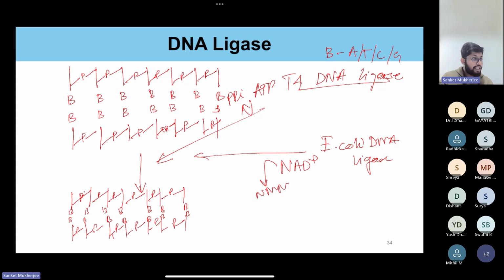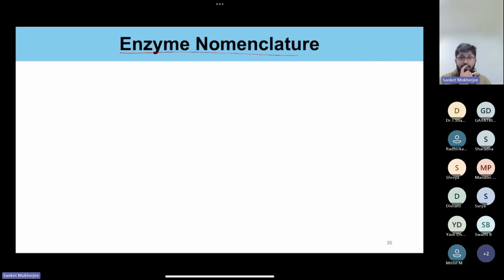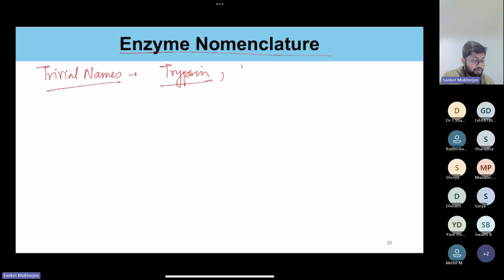How are enzymes named? So usually there are some trivial names. Trivial names basically do not give you any information, but they are very popular. For example, trypsin, routinely used in cell culture. It's a peptidase. Basically, it breaks amino acid bonds. But trypsin is known as trypsin. Thrombin is another example. Pepsin is an example of trivial names.